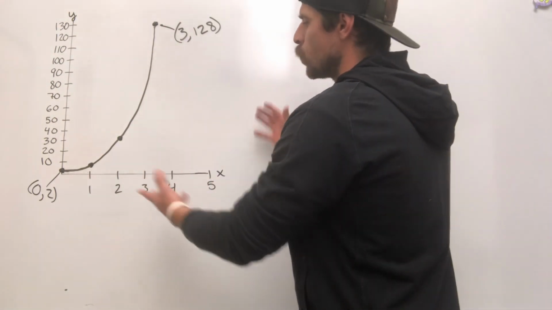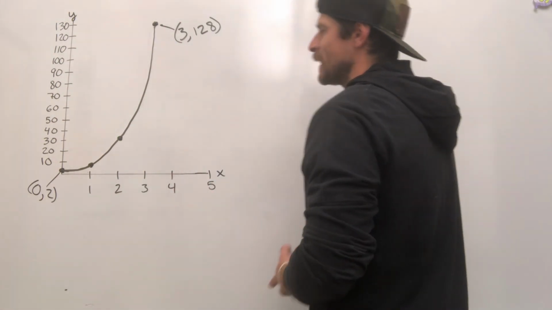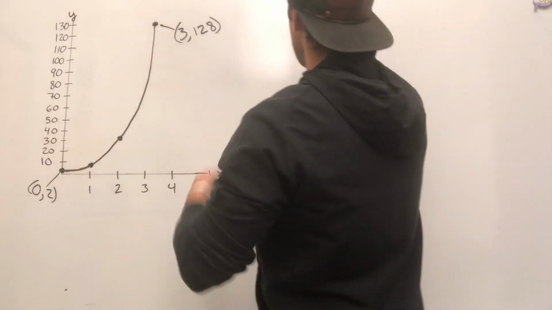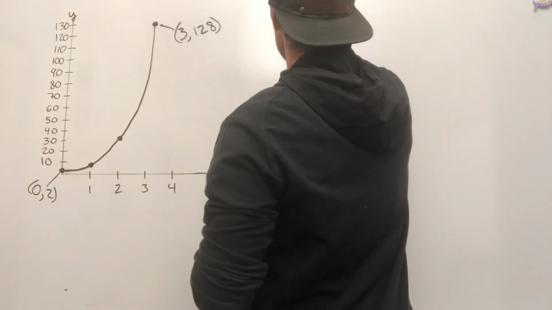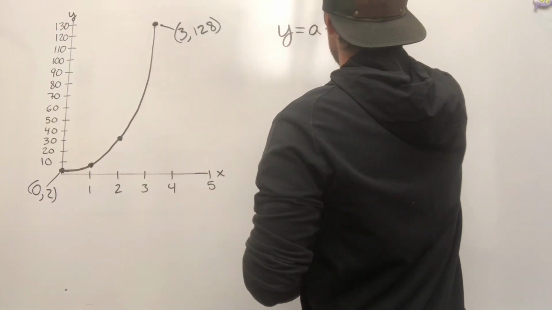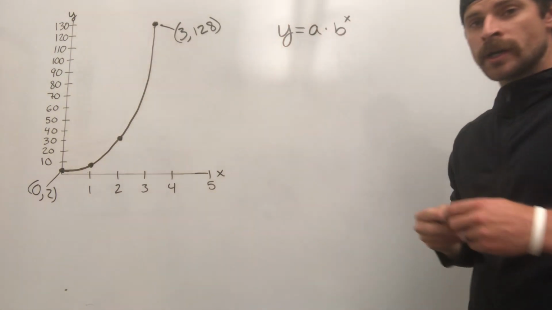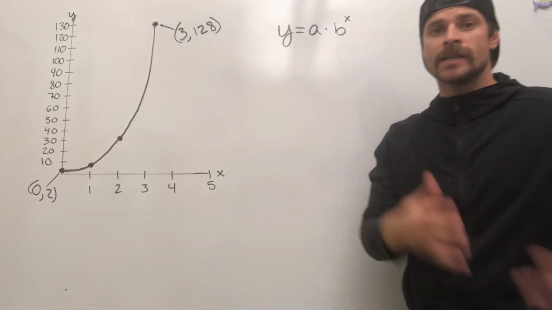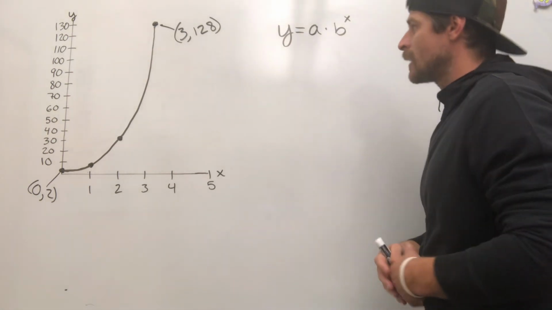How do you write an equation, an exponential function, when given a graph of it? So one thing we already need to know is that exponential functions are written in the form of y equals a times b to the power of x. So what we're going to need to figure out is what is the a term, what is the b term. Let's break out how to do that.